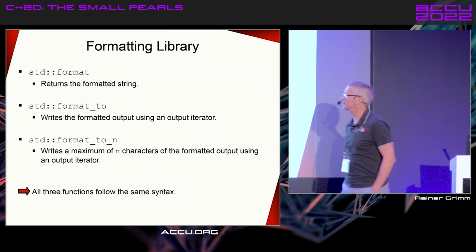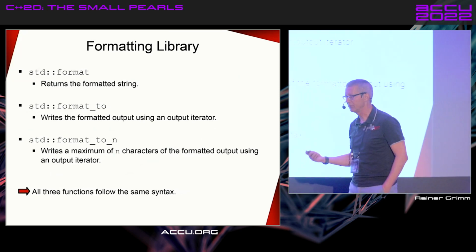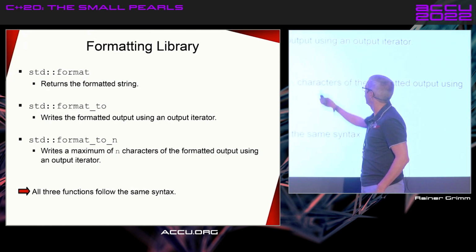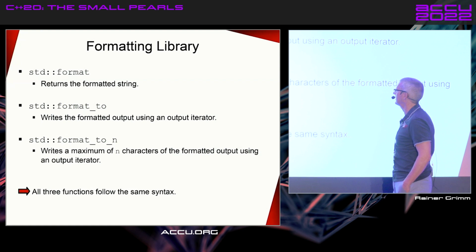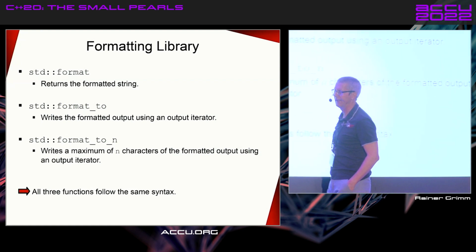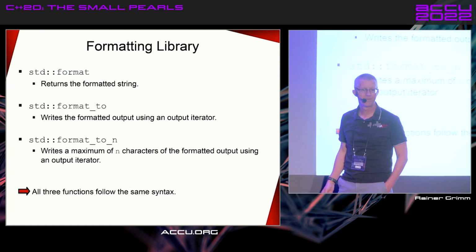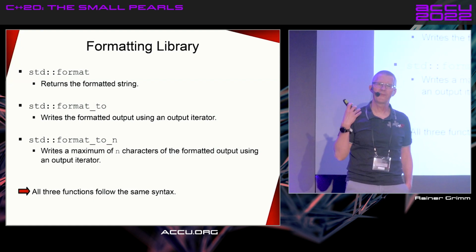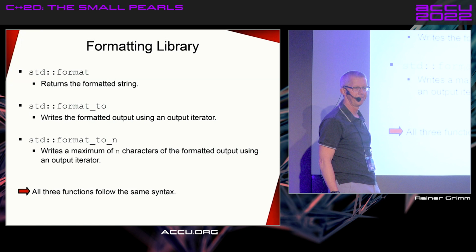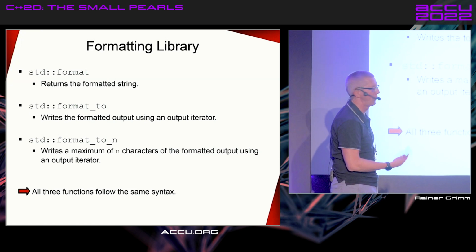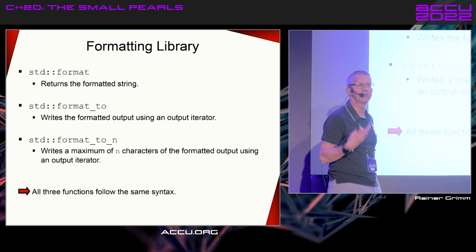You can say std format, which returns you a formatted string. Format 2, a string using a specific output iterator, and here you can specify the length of the string you want to have. All of the three functions follow the same syntax, so therefore you should only remember one of them. And I now show you format 2, which returns you a formatted string.